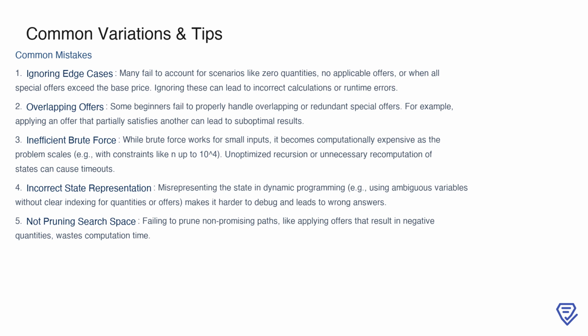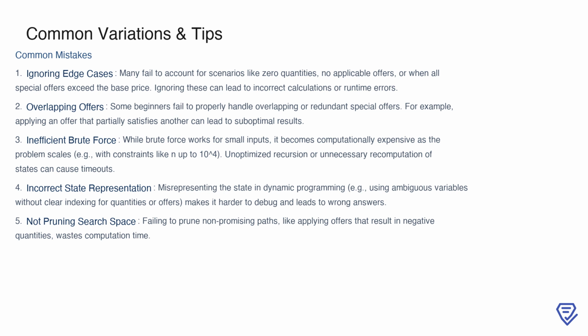Applying an offer that partially satisfies another can lead to suboptimal results, so it's important to evaluate offers in a structured way. Inefficiency is also a concern. Brute force approaches might work for small inputs, but as the problem scales, they become computationally expensive. This is particularly true for constraints where inputs can go up to 10,000, and unoptimized recursion or repeated calculations can cause timeouts. Additionally, if the state in your dynamic programming solution is misrepresented, say, through ambiguous variables or poor indexing, it can make debugging difficult and lead to incorrect answers.